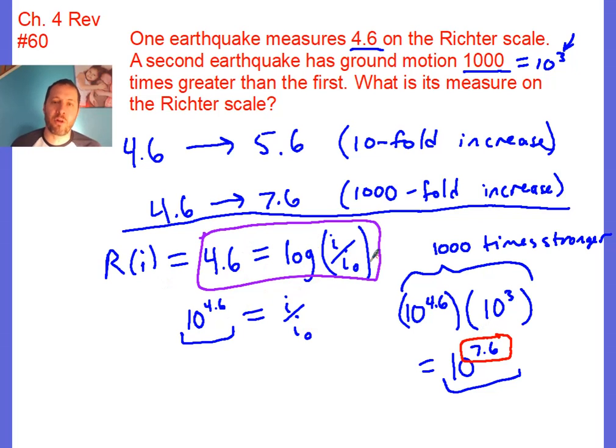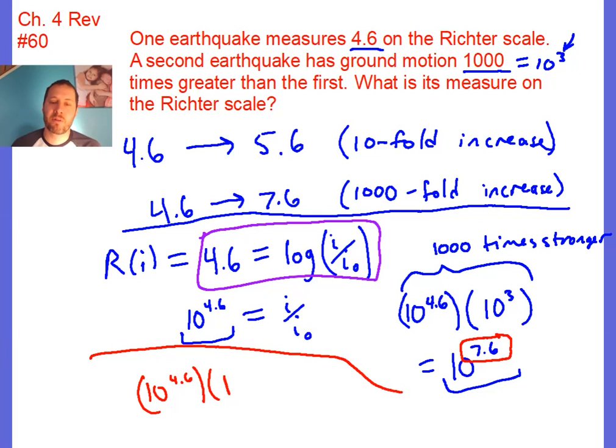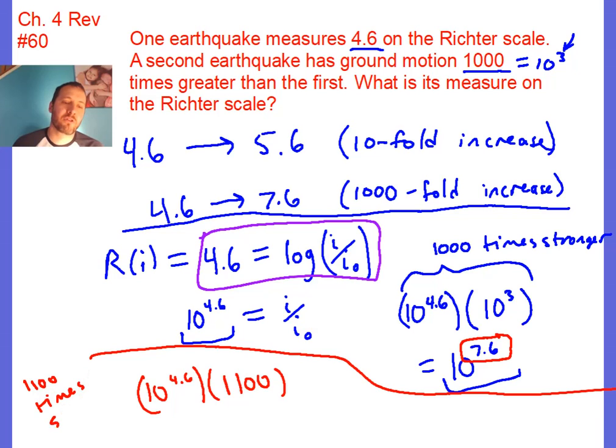You don't have to do all this work for this question. But if it wasn't 1,000 times stronger, if it was, let's say, 1,100 times stronger, then what I would do is take 10 to the 4.6. I would actually take that value and multiply it by whatever number I wanted to multiply by. So this is a different question now. I could multiply by 1,100, let's say, and this would represent 1,100 times stronger.